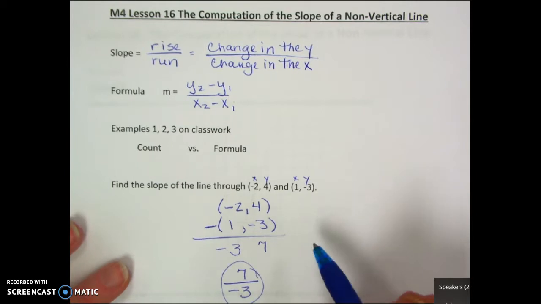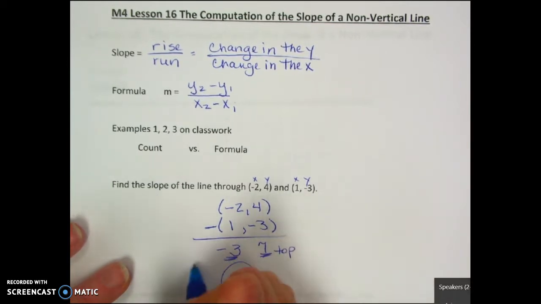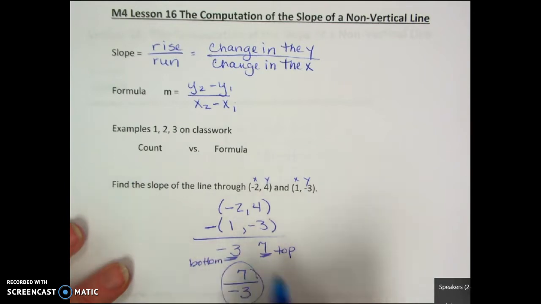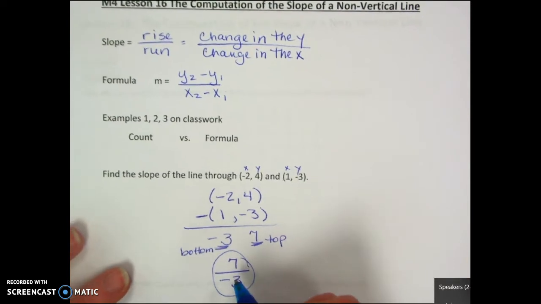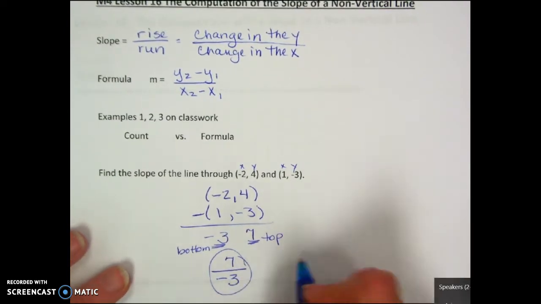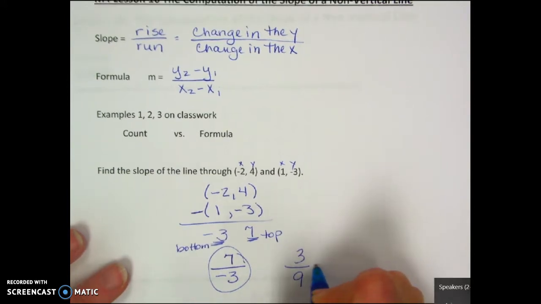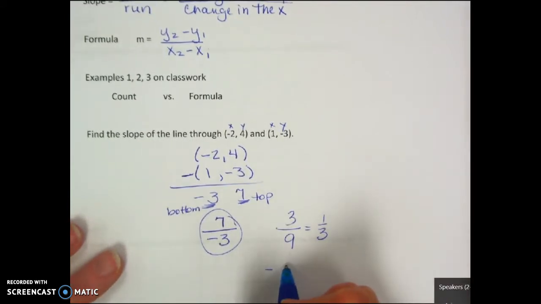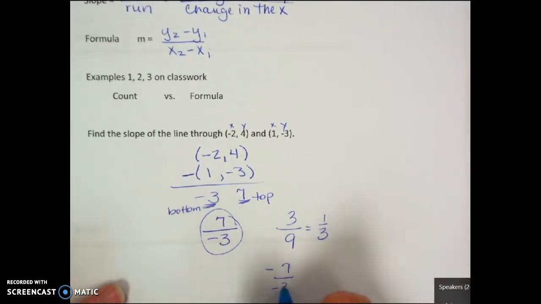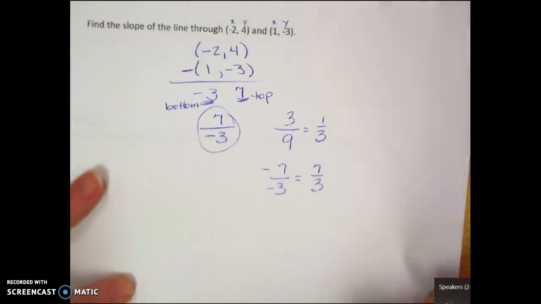Now, a couple things to keep in mind. This is always going to be the number we want on top. This is going to be the number we want on bottom. Don't switch those. Also, if we get something that needs to be simplified, we want to simplify it. So if you get something like 3 over 9, you want to make sure it goes down to 1/3. If you end up with something that has two negatives in it, two negatives should cancel out to positive, so you want to make sure you're simplifying that as well.